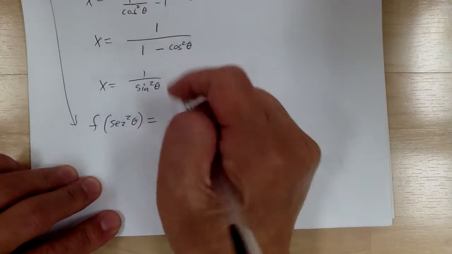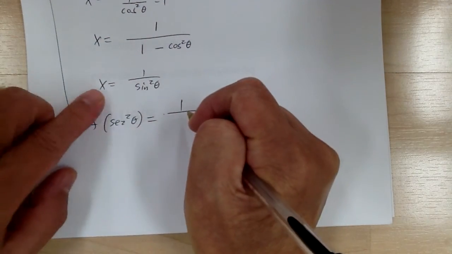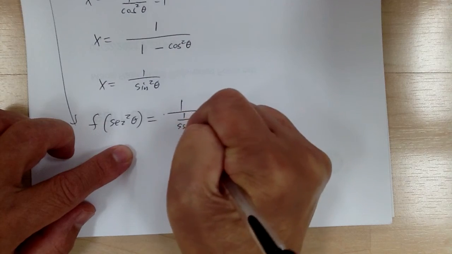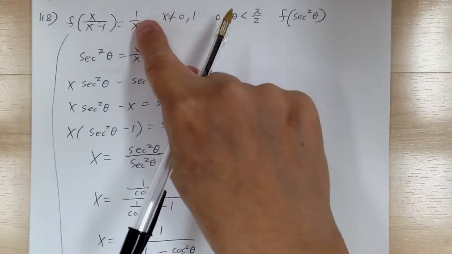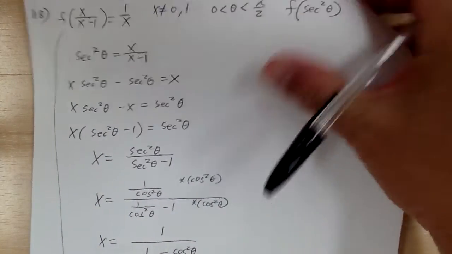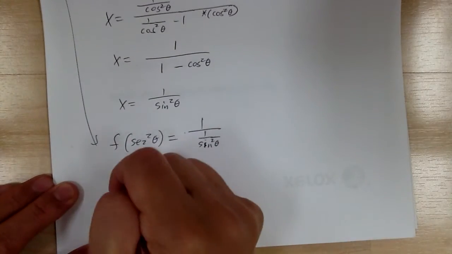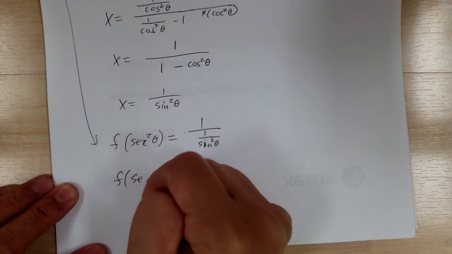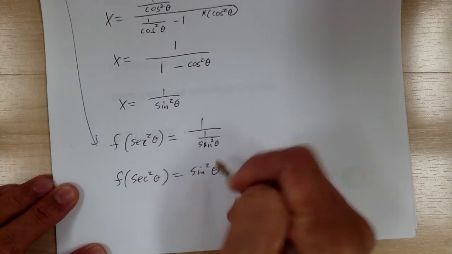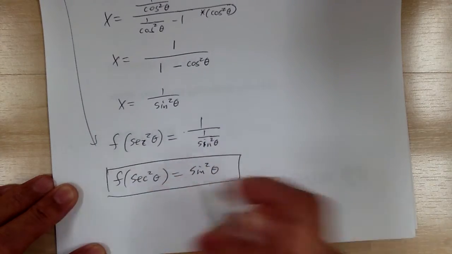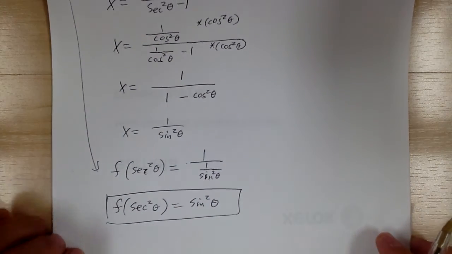So equal to 1 over x. So it'd be 1 over this, again equal to 1 over x. So f of secant squared theta equals sine squared theta, and that's it. Okay, let's go to the next one.